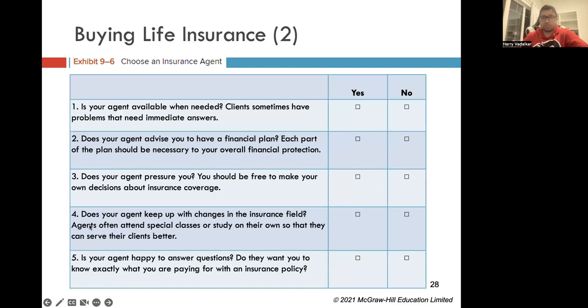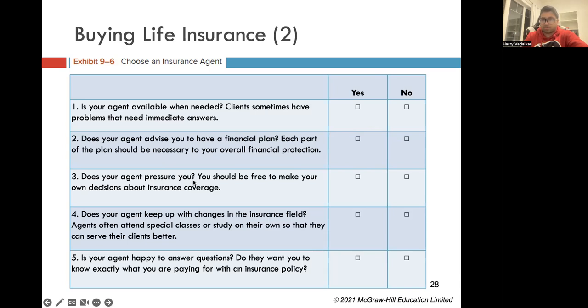Okay, so when you choose an insurance agent, always try to answer these yes or no questions. So is your agent available when needed? Clients sometimes have problems that might need an immediate answer, so yes or no, tick it. Does your agent advise you to have a financial plan? Each part of the plan should be necessary to overall financial protection. So, is he recommending that you follow the financial plan?